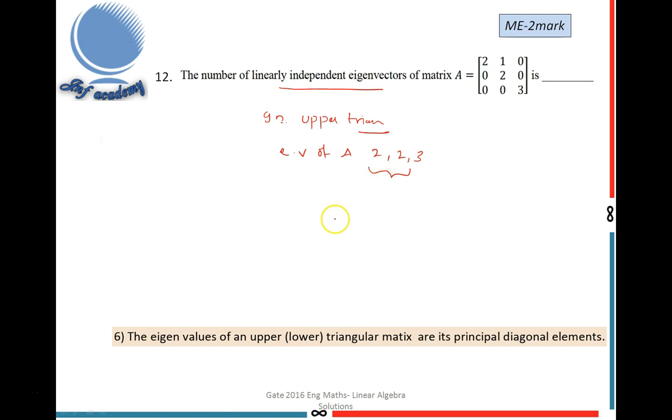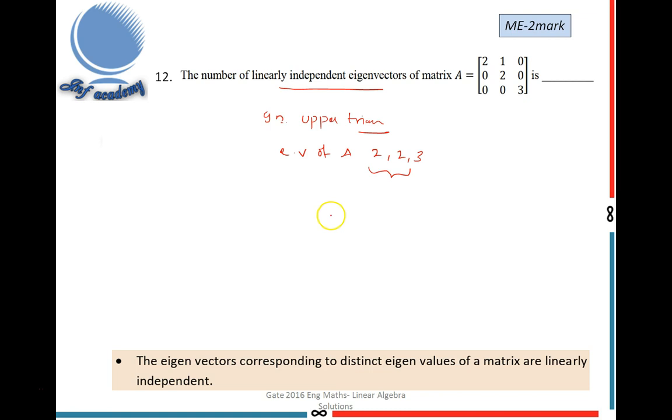Again, I use one relation between eigenvalue and eigenvector. That is, the eigenvectors corresponding to distinct eigenvalues of a matrix are linearly independent. It is very, very important. This matrix has 2 distinct eigenvalues only, so it has 2 independent eigenvectors only. Answer is 2. Final answer is 2.